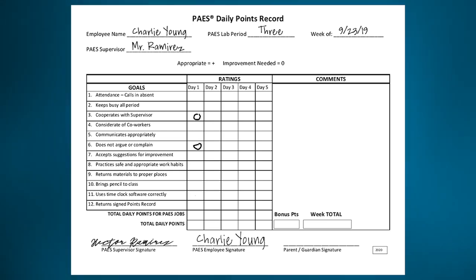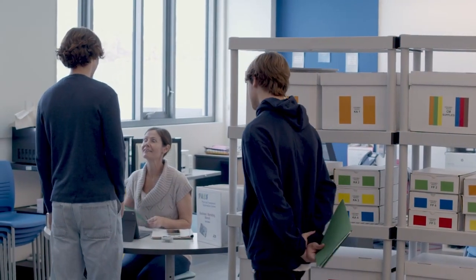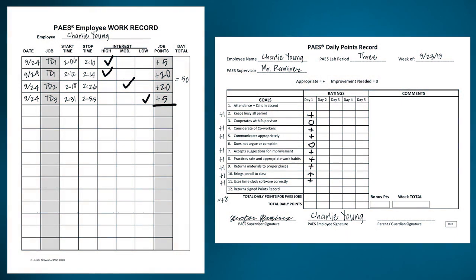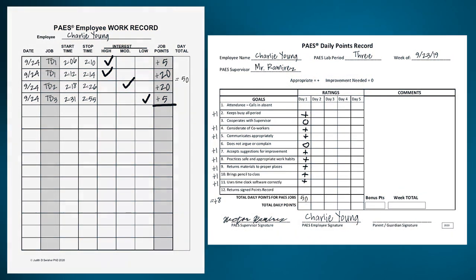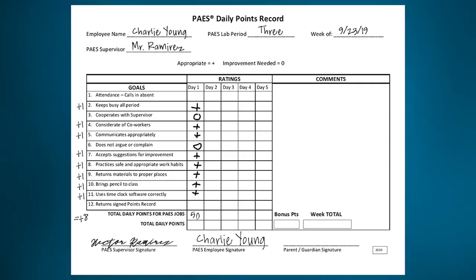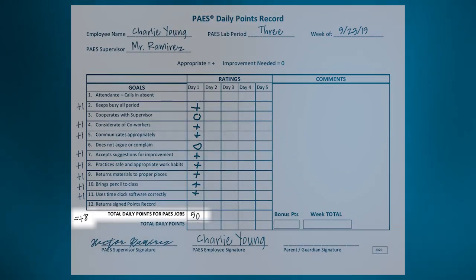At the end of the PAES Lab shift, all employees will mark a plus in the goal boxes that don't already contain a 0. Each completed goal, unless otherwise indicated, is worth 1 point. When employees line up to check out, write the total number of points from the employee work record on the daily points record where it says total points for PAES jobs. Finally, add the tallied up points for achieving goals to the total points for PAES jobs to get the employee's total points for the day.